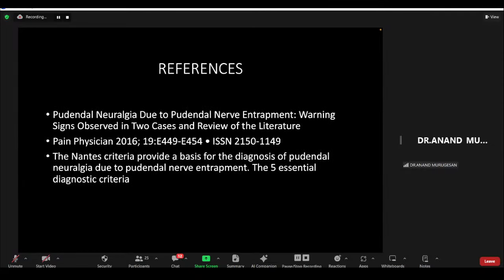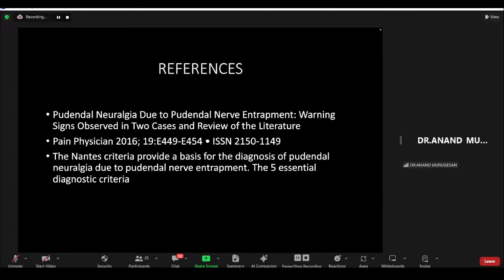Another article came in the same Pain Physician about the criteria. This is pretty interesting: what is the criteria to say it's an entrapment? I would like to mention this criteria a little more, because there are five essential diagnostic criteria. This differentiates pudendal neuralgia, in particular nerve entrapment, from pudendal neuralgia of other causes. So Nantes criteria are particular and sensitive for only the entrapments of the pudendal nerve. So what are these five diagnostic criteria?